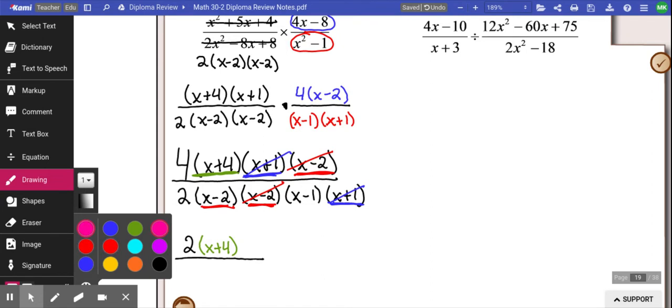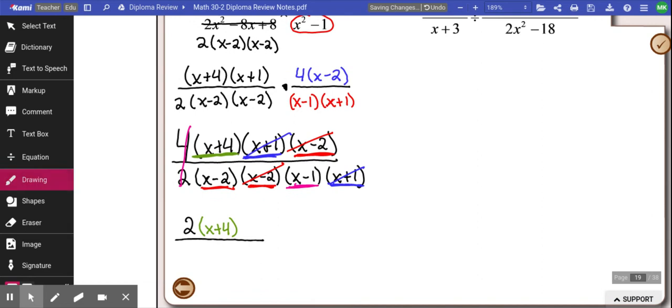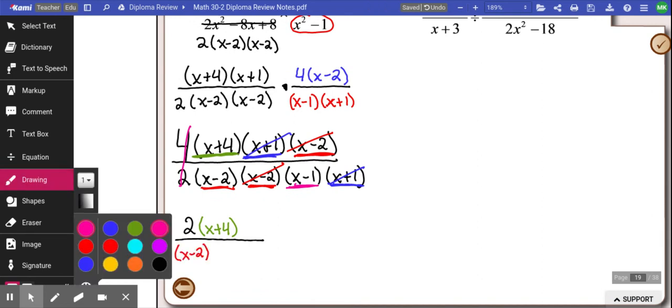Looking at the bottom, we have dealt with the 2, right? The 2 and the 4 canceled out. And we have an x minus 1 and an x minus 2 left over. Both of those need to get written out. So x minus 2 and an x minus 1.